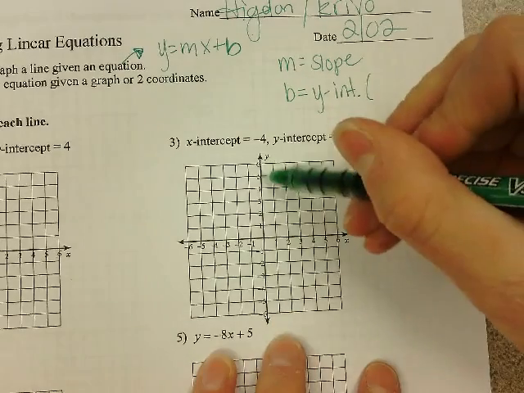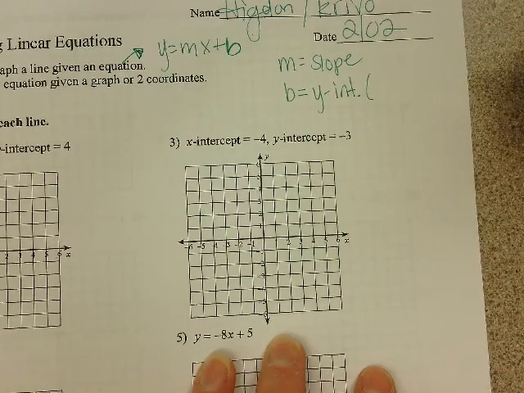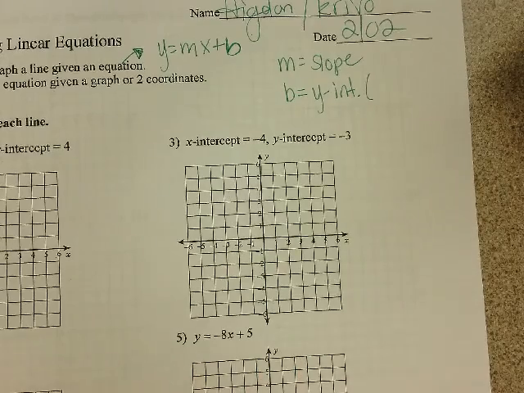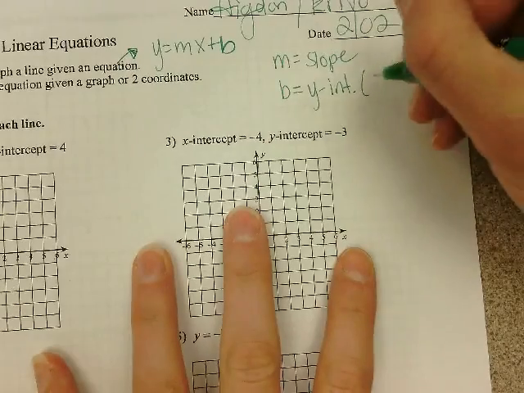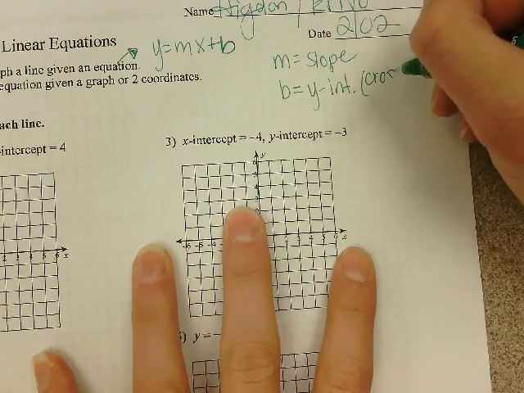So it has to do with the y-axis. Y-intercept, we got it. Thank you. Crosses the y-axis.